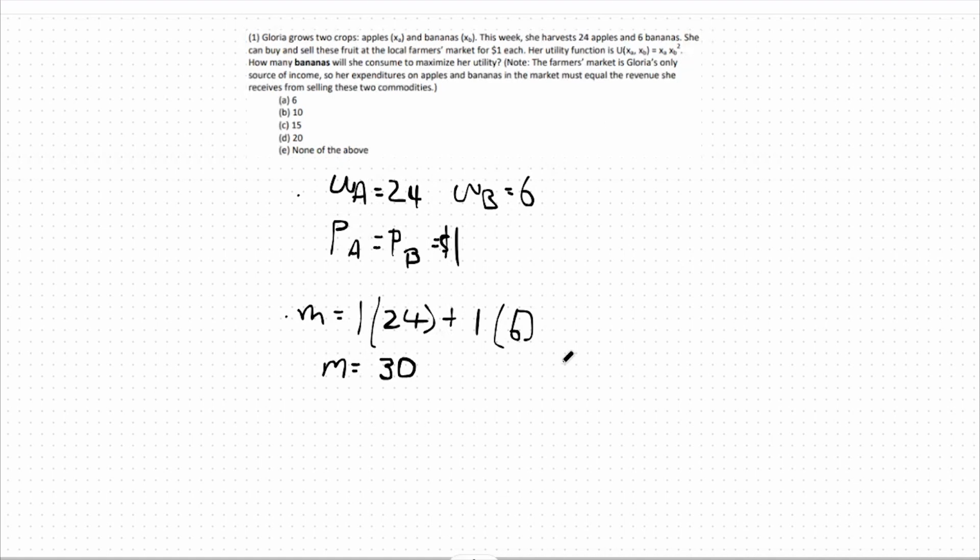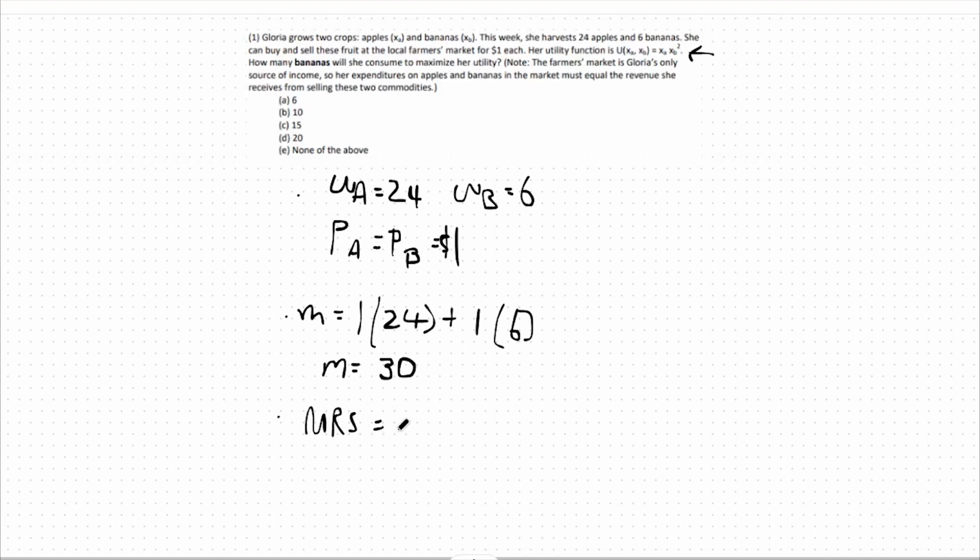From there, we're able to use this income to buy however many apples and bananas is optimal for us, which may not necessarily be the point that we started out with. Remember, in order to find optimality, we should consult our utility function. In this case, that's XA times XB squared. Let's find our MRS first, since this is a Cobb-Douglas utility function.